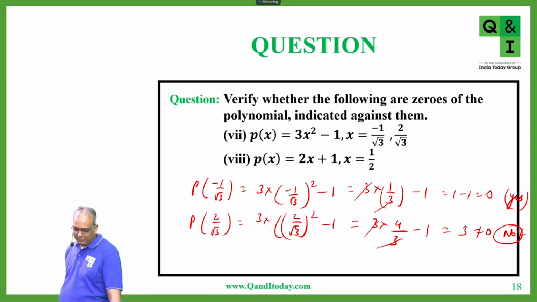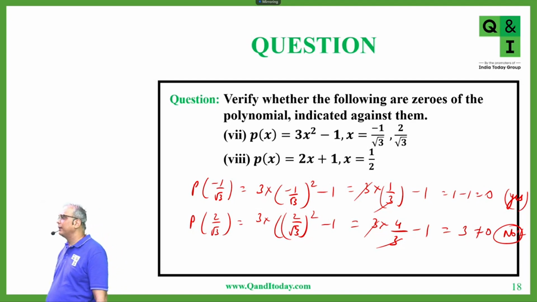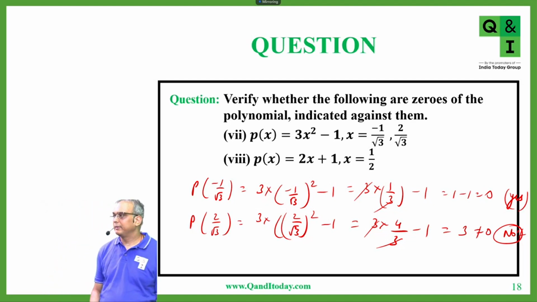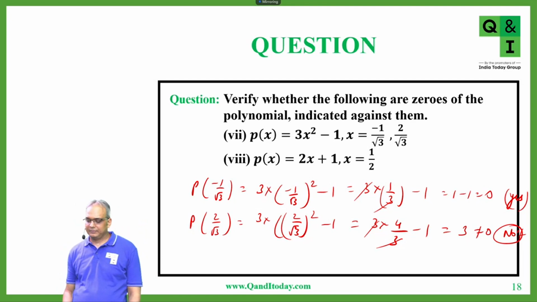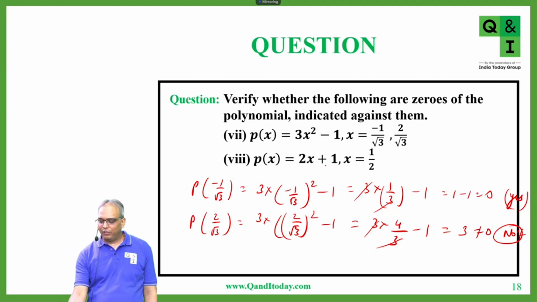And which second one is 2? The value of 2 by root 3. So if you put the value of 2 by root 3, this will be 2 by root 3 whole square. So this is 4 by 3. 3 and 3 gets cancelled. 4 minus 1 is equal to 3 and not 0. Yeah. So the value of 1 by 2.